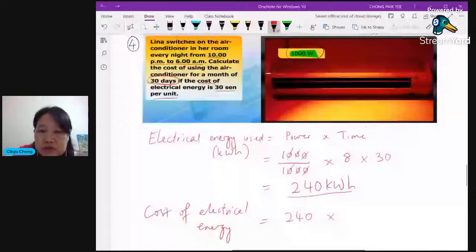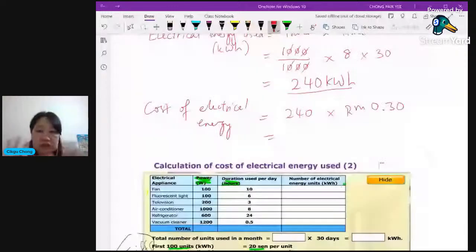It makes sense to put RM here because the number is going to be in ringgit, since 240 is quite big, not a few cents. So now you just put on your calculator 240 times 0.30. Don't cut corners, don't put 240 times 30, wrong. If you do 240 times 30, your answer is in cent. But if you want to calculate in RM, make sure you punch in 0.30. Okay, answer will be RM.